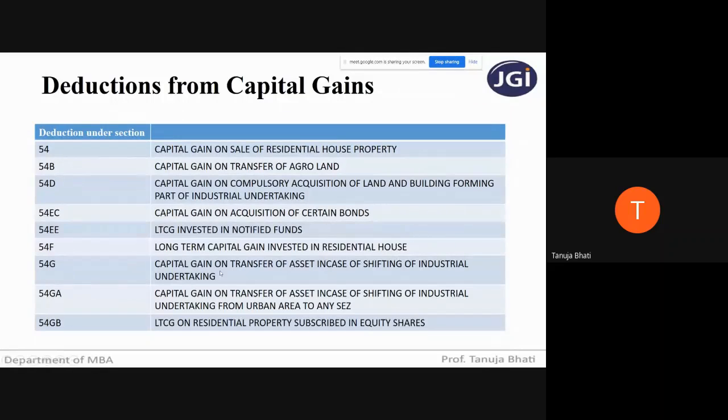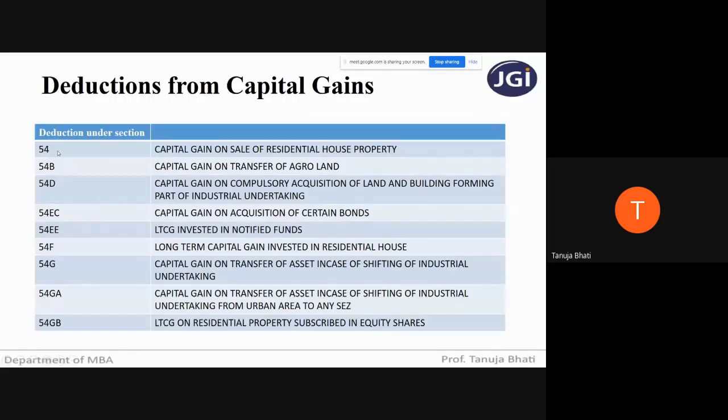54G, capital gain on transfer of asset in case of shifting of industrial undertaking. 54GA, capital gain on transfer of asset in case of shifting of industrial undertaking from urban area to any SEZ, that is special economic zone. 54GB, long-term capital gain on residential property subscribed in equity shares. So students, important is section 54 to 54F, whereas 54G to 54GB I will also explain, but they don't carry that much importance from an exam perspective.